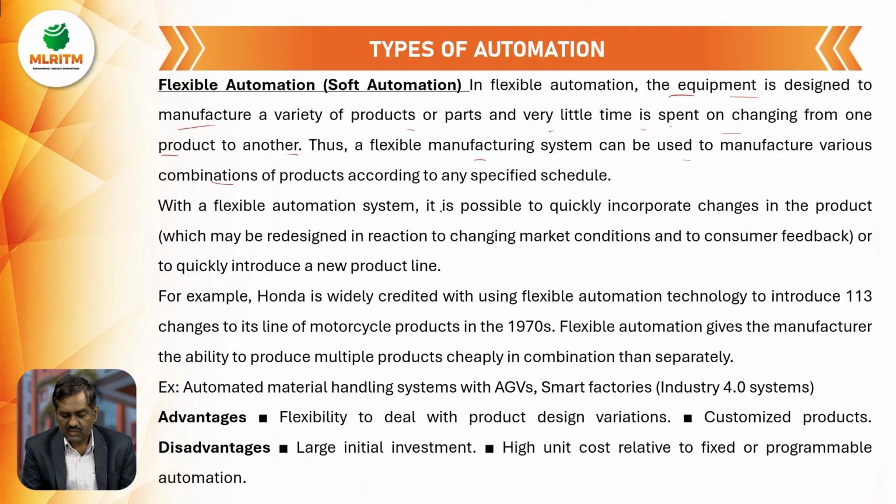With a flexible automation system, it is possible to quickly incorporate changes in the product or to quickly introduce a new product line. For example, Honda is widely credited with using flexible manufacturing technology to introduce 113 changes to its line of motorcycles in the 1970s. So flexible automation gives the manufacturer the ability to produce multiple products cheaply in combination rather than separately. For example, you can see automated material handling systems with AGVs, and smart factories, that is, Industry 4.0 systems.